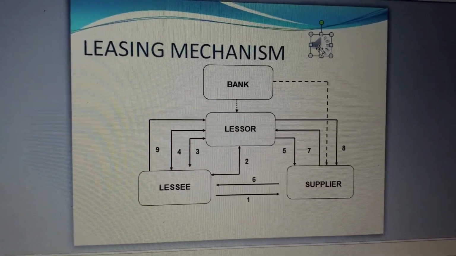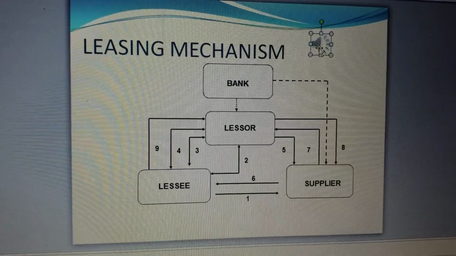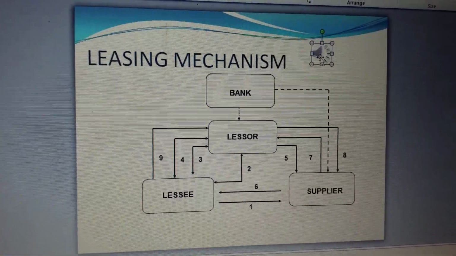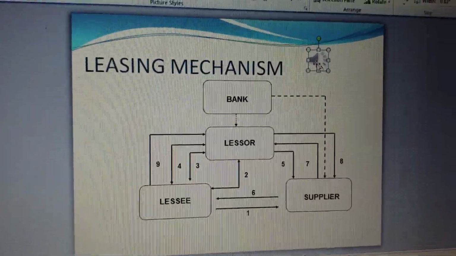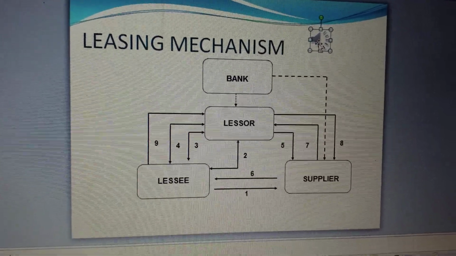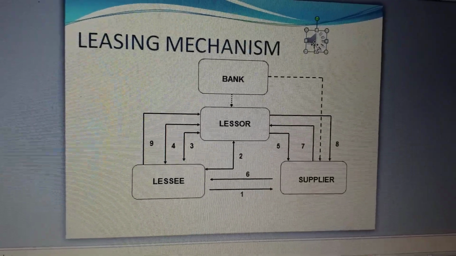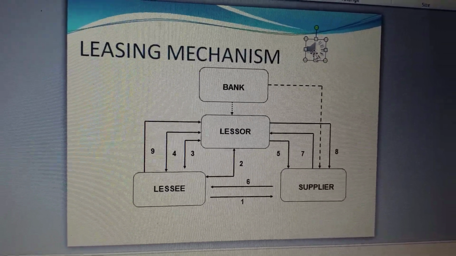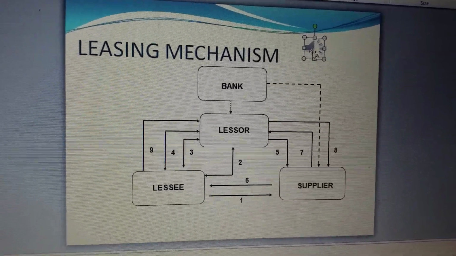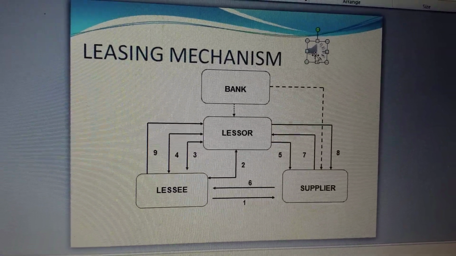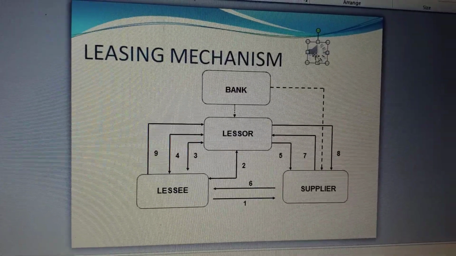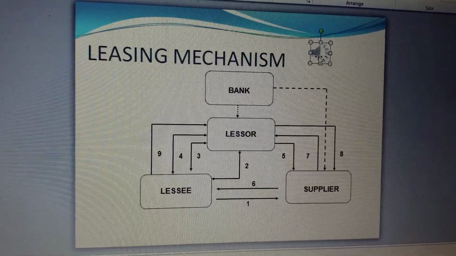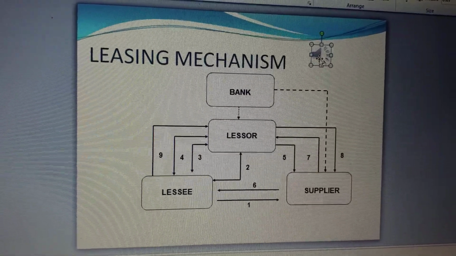From this diagram, we can take a look at the process of leasing. There are four parties involved in this process. The first one is the lessor. The lessor is a financial company or a financing institution. Maybe the name that will cross your mind is Adira, FIF, etc.